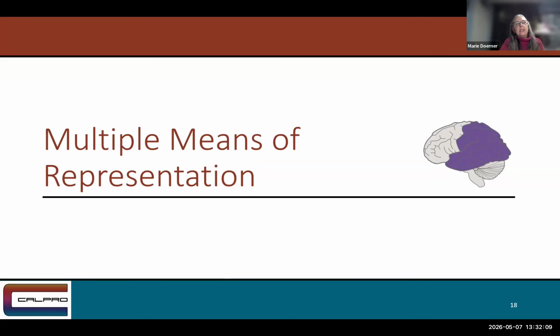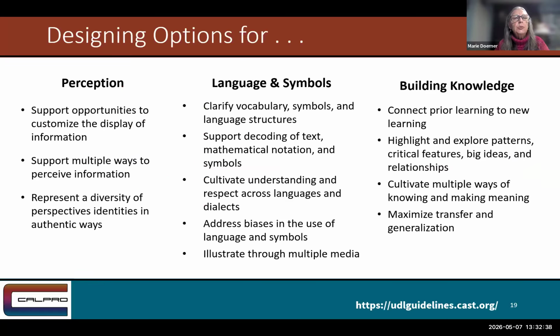So the next section is the action part of your brain, where it's about gathering information, categorizing information, and identifying information. Engagement was, why are we here? Multiple means of representation are really, what are we learning? What do we need to know?